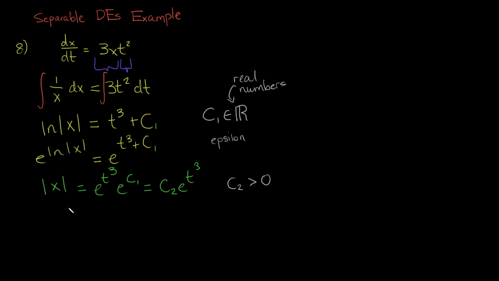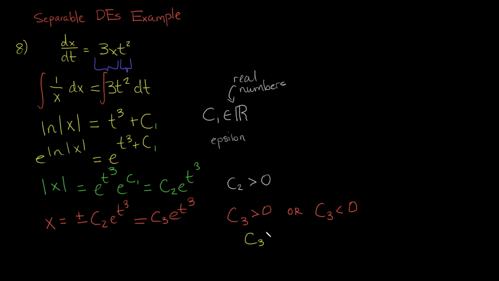Now, though, we have this absolute value of x. If we were going to solve for this absolute value of x, remove the absolute value, we would have to say that this now equals plus or minus C2 e to the t cubed. But let's think about this again. If we have some number that is greater than 0, but now we're offering to take either the positive version of it or the negative version of it, that's going to make this into another new constant, which we can call C3 times e to the t cubed. But C3 is going to be either greater than 0 or less than 0. And the typical concise way of writing this is that C3 is not equal to 0, because that is the only value that it cannot be if it can either be greater than 0 or less than 0. C3 is simply not equal to 0.